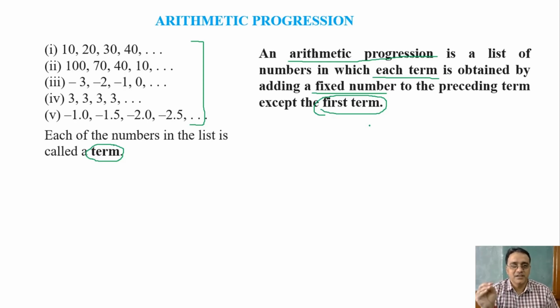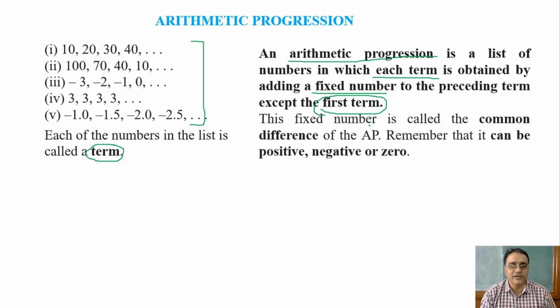Okay, and this fixed number is known as the common difference, denoted by small d, and the first term we will denote by small a. And this common difference can be 0, positive, or negative. Here it is positive because it is in increasing order, and here the common difference is negative because this is decreasing order. And here all the numbers are the same, which means the common difference is 0. Any doubt here? No, sir.